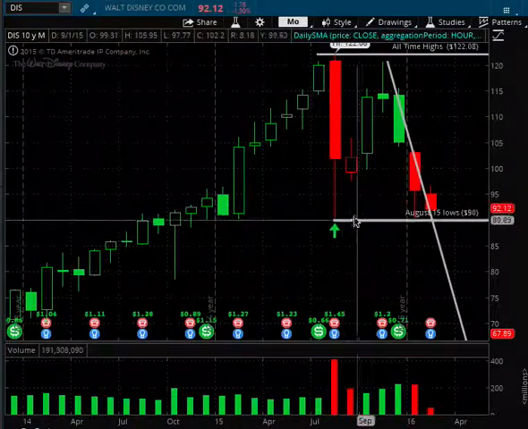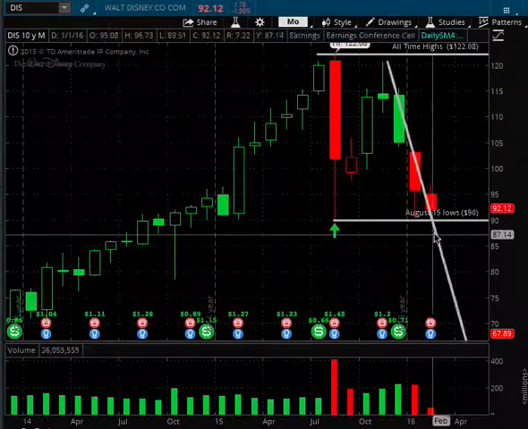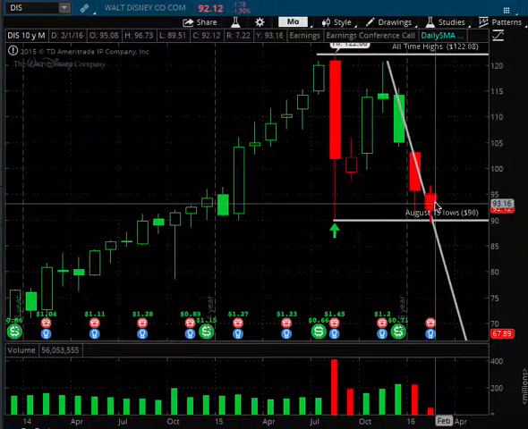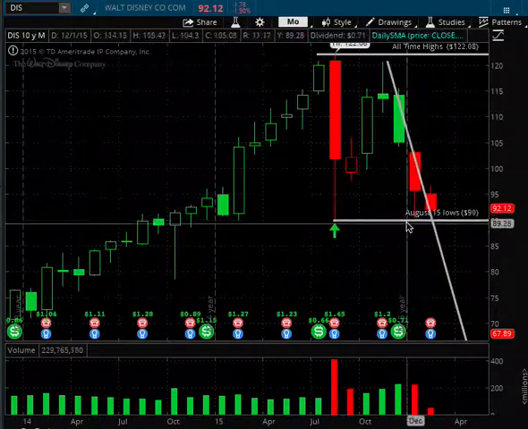Disney has a support level at $90. We are at $92.12. We did drop to $89 today, and I got an alert, and I didn't have money or funds available in my account to purchase it, so I was really angry. But $90 for Disney is an excellent price.